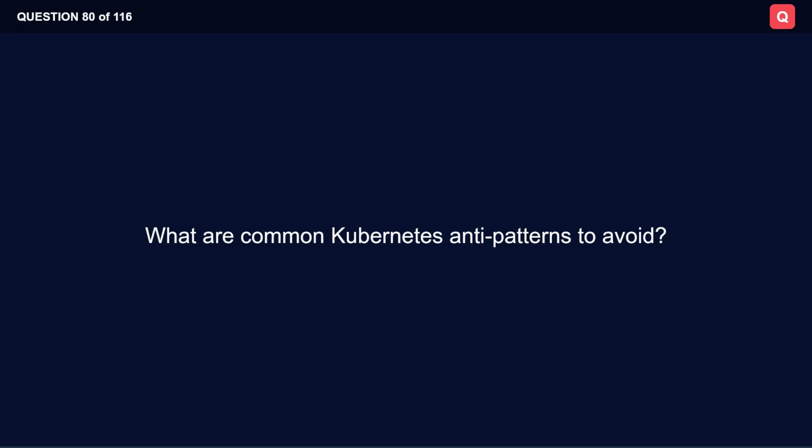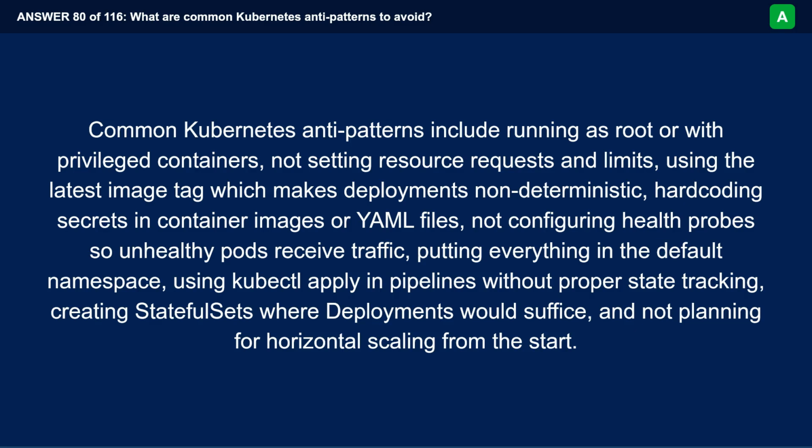What are common Kubernetes anti-patterns to avoid? Common Kubernetes anti-patterns include running as root or with privileged containers, not setting resource requests and limits, using the latest image tag, which makes deployments non-deterministic, hard-coding secrets in container images or YAML files, not configuring health probes so unhealthy pods receive traffic, putting everything in the default namespace, using kubectl apply in pipelines without proper state tracking, creating stateful sets where deployments would suffice, and not planning for horizontal scaling from the start.